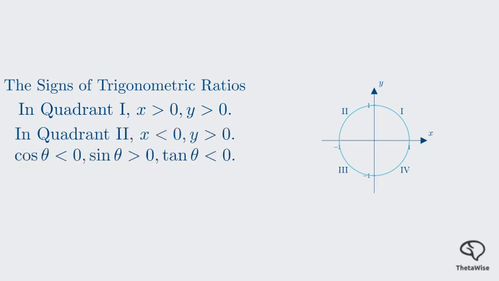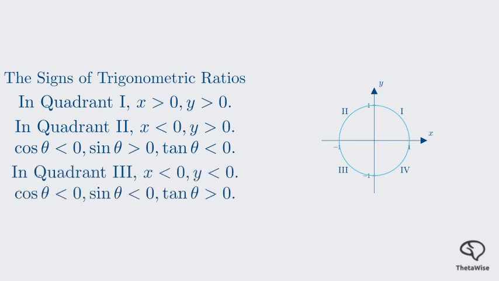In the second quadrant, x-coordinates are negative and y-coordinates are positive. This means that cosine is negative, while sine is positive. Tangent, being sine over cosine, will be a positive number divided by a negative number, which results in a negative value. So, only sine is positive in the second quadrant.